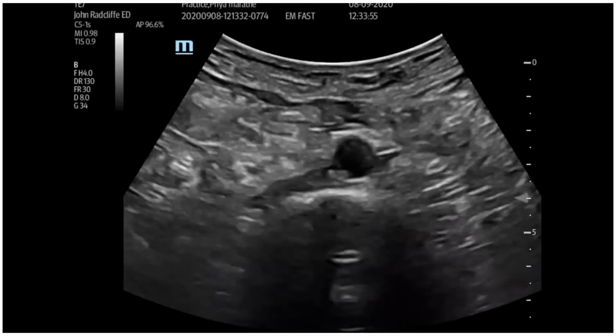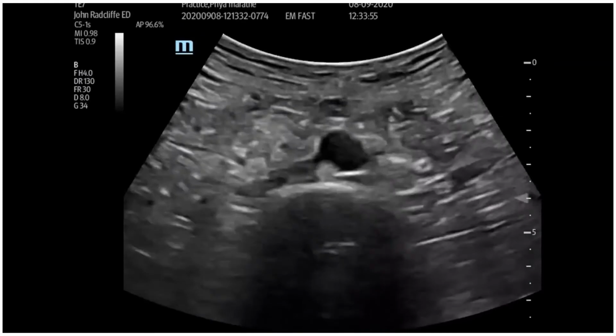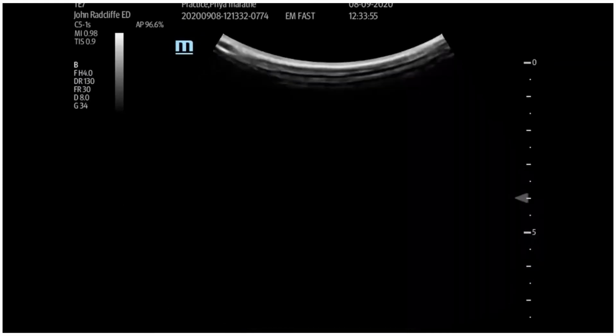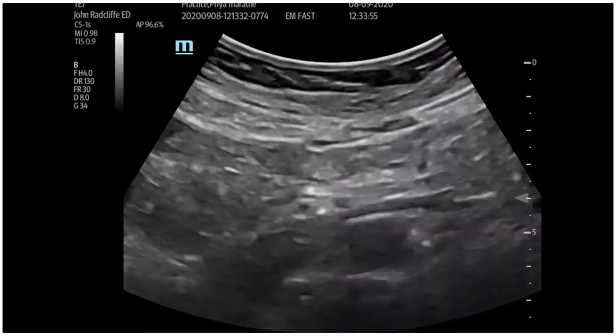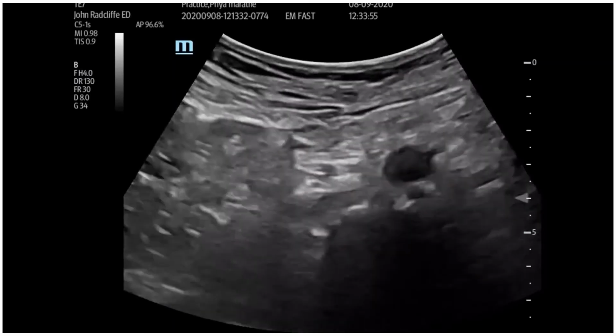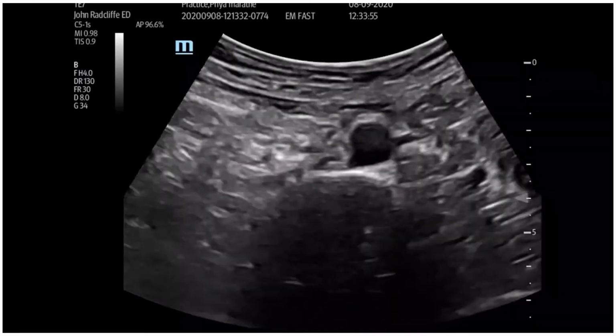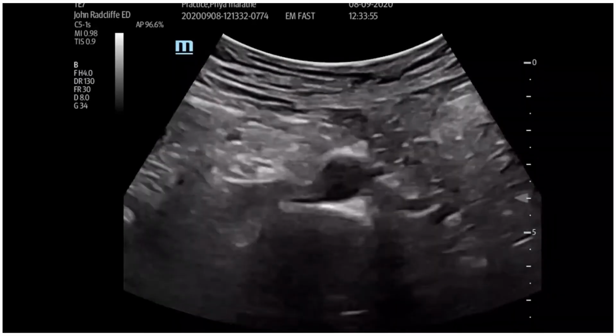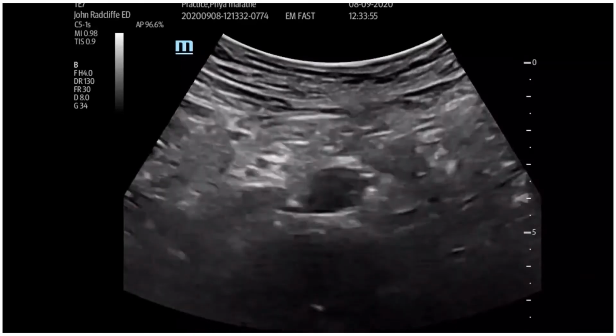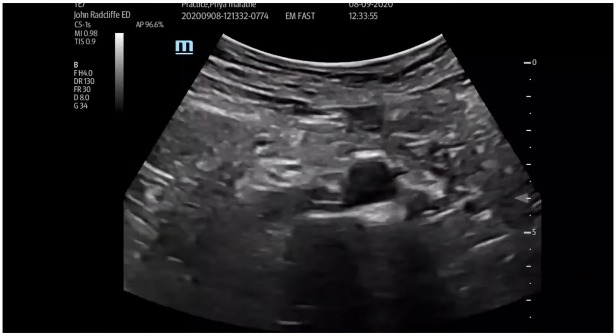So compare the IVC and the aorta in its transverse section here. You can see the aorta bifurcating, and I'll try that again. So aorta is on the right side of the screen and IVC is on the left. Watch, this one is a oval and sometimes teardrop in appearance.